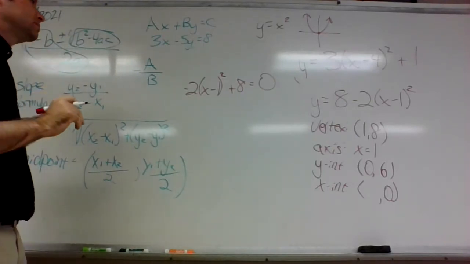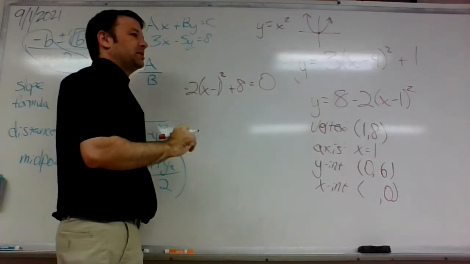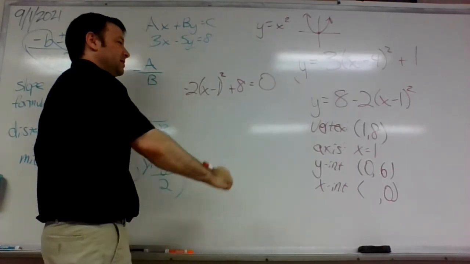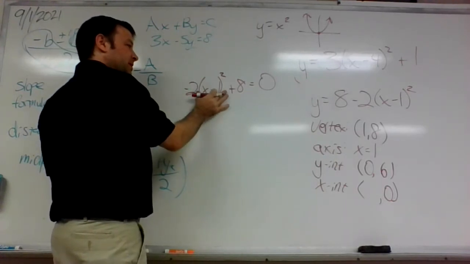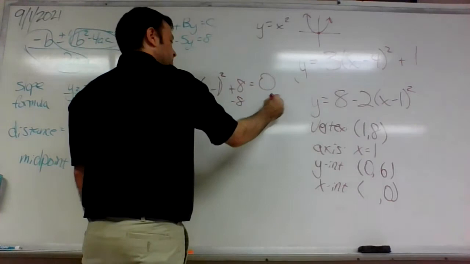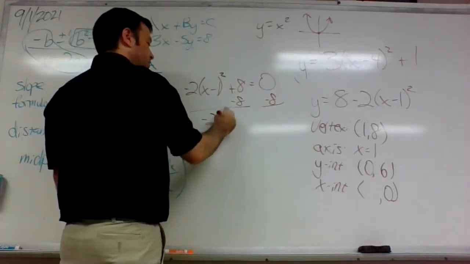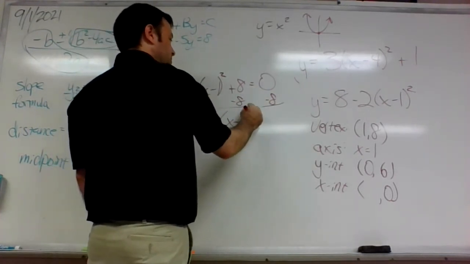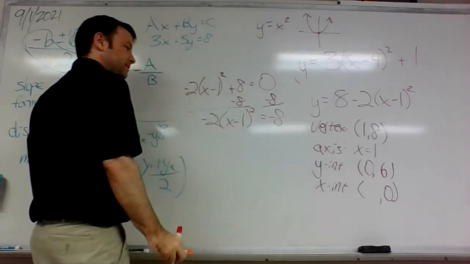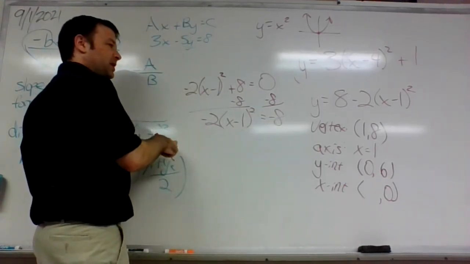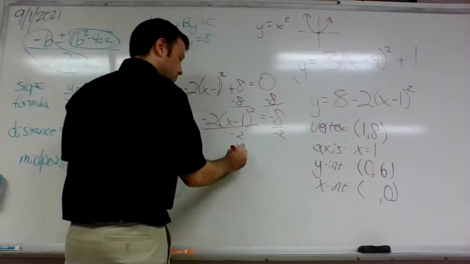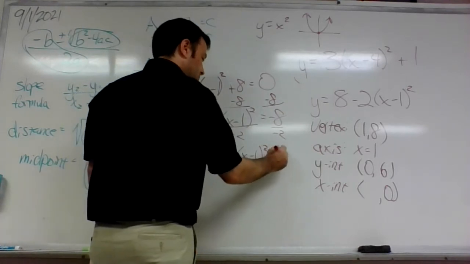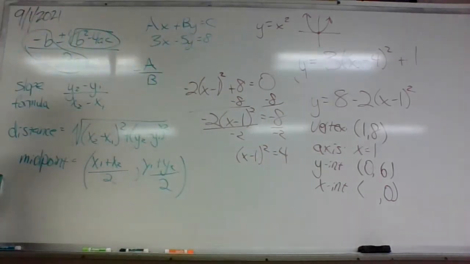Would you FOIL first? You could, but there's an easier way. Just get this x minus 1 by itself. You could FOIL it and use the quadratic formula and all that stuff, but then guess what I'm going to do next? Divide by negative. You can square root both sides.